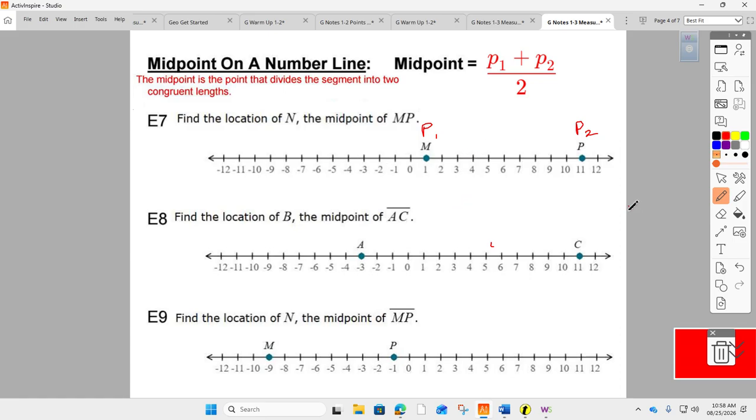So let's plug into our formula. M is 1 plus P is 11, and we divide by 2. So when you're doing this on your calculator, you add 1 plus 11, then hit the equals button, then divide by 2. Thank you. So 12 divided by 2 is 6. And that's what we said it was, right? So that's the midpoint between point M and point P. We counted and found it.